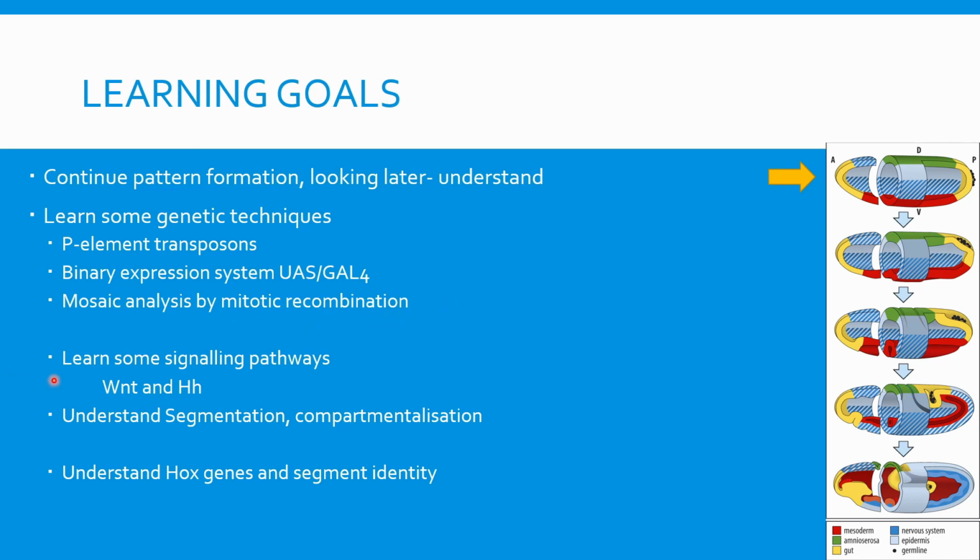We will also meet a couple of signaling pathways in a little bit more detail, the Wnt and the hedgehog signaling pathways, and we will try to understand the processes of segmentation and compartmentalization. And then we'll make our first foray into the world of Hox genes and try and understand how Hox genes set up and maintain segment identity.